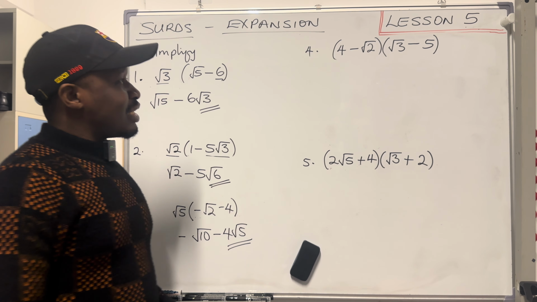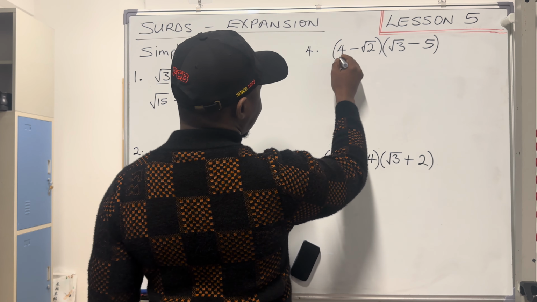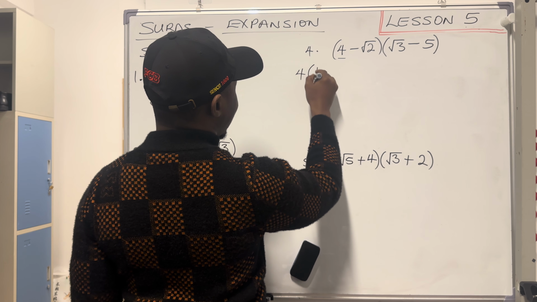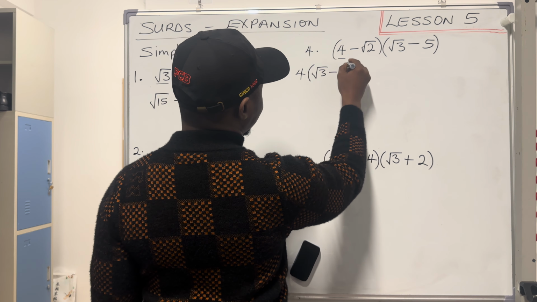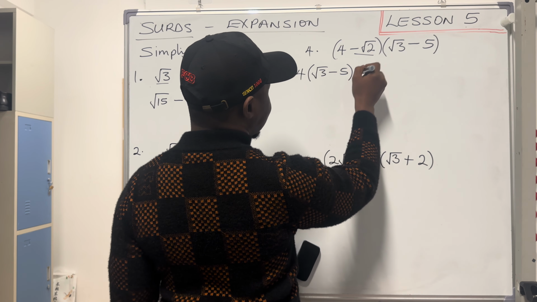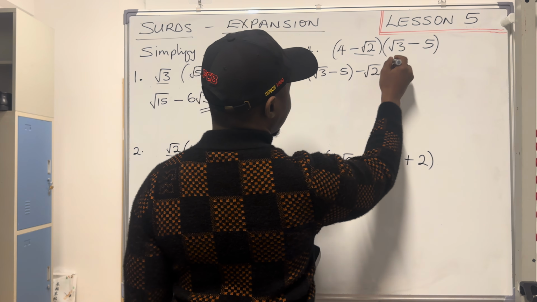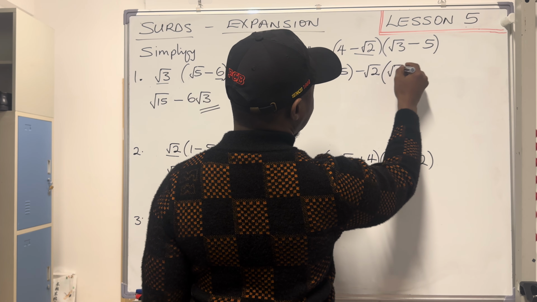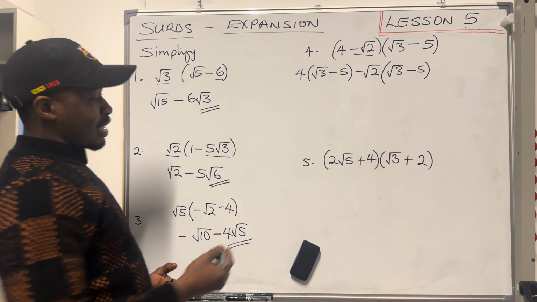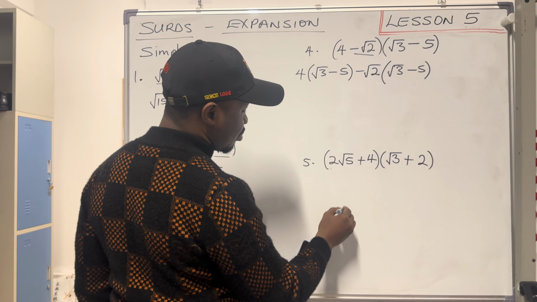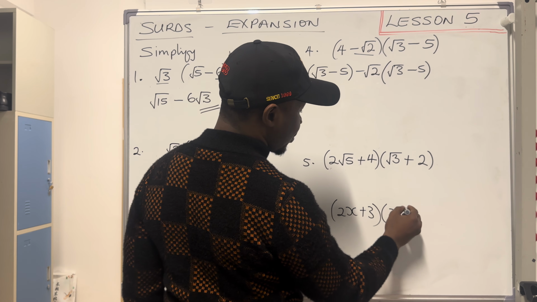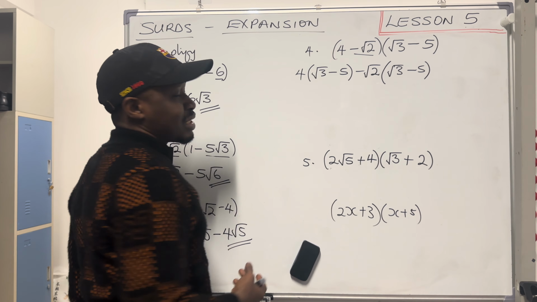Now we come to this again. So this one multiplies this bracket. So we say 4 multiplied by root 3 minus 5. Now this one again multiplies this bracket. That is minus root 2 multiplied by root 3 minus 5. As long as you can expand 2x plus 3, then x plus 5, you can do all of these things.